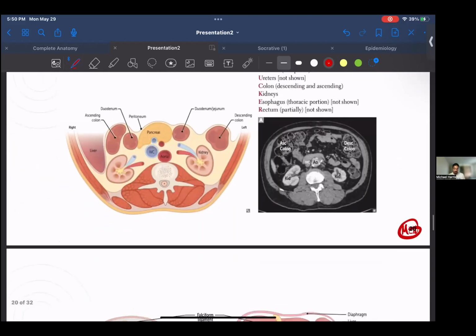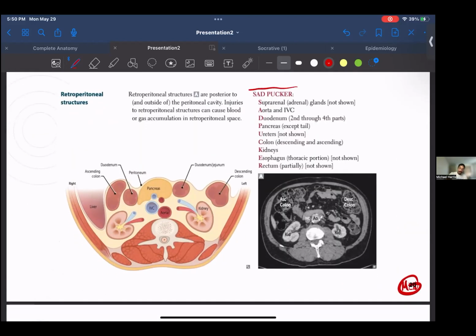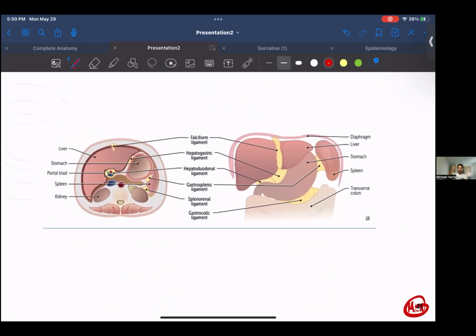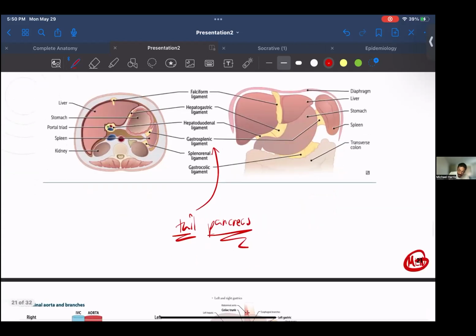No. Perfect. Now, make sure you remember what is retroperitoneal and what's not. There's a mnemonic, side puckers. We'll keep moving on. Here is the actual ligament system. I'm going to show you guys the more important things in each one of these ligaments. So, for instance, the gastrosplenic ligament has the tail of the pancreas. Very important. It also has the splenic artery.